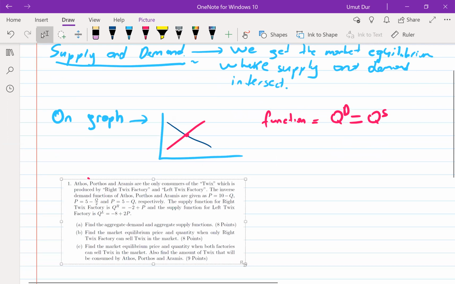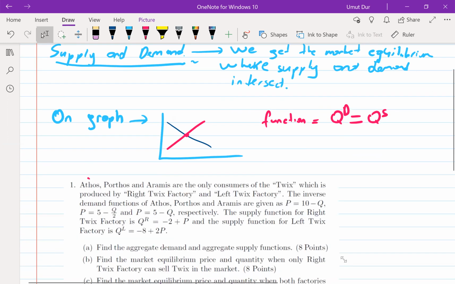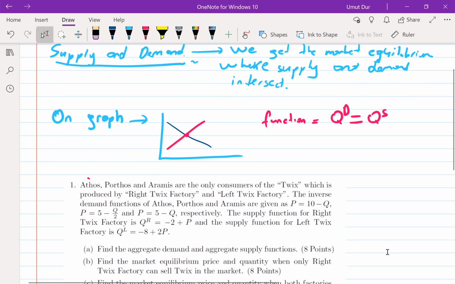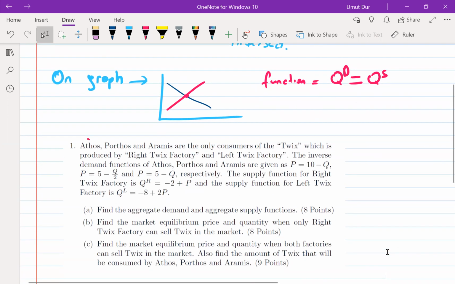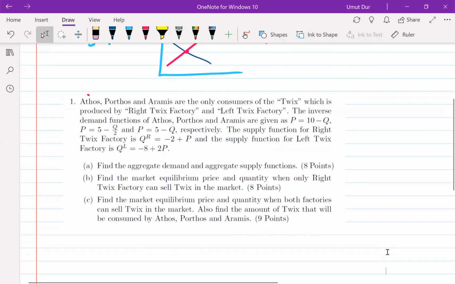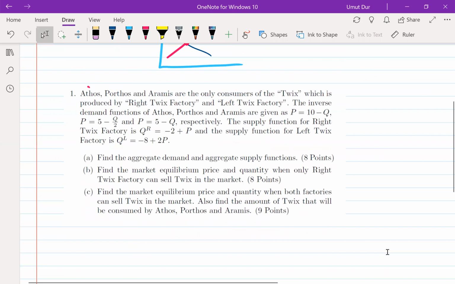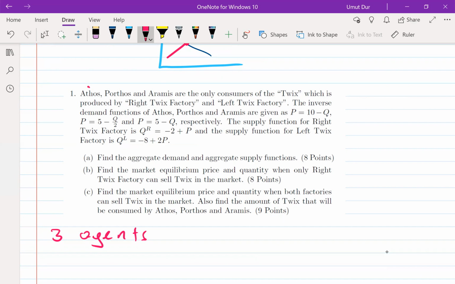So you can see this question, right? We solved this question before in the class. I will go over it by changing some numbers, but essentially it will be the same question. In this question, we have three agents, so basically three demanders and two suppliers.